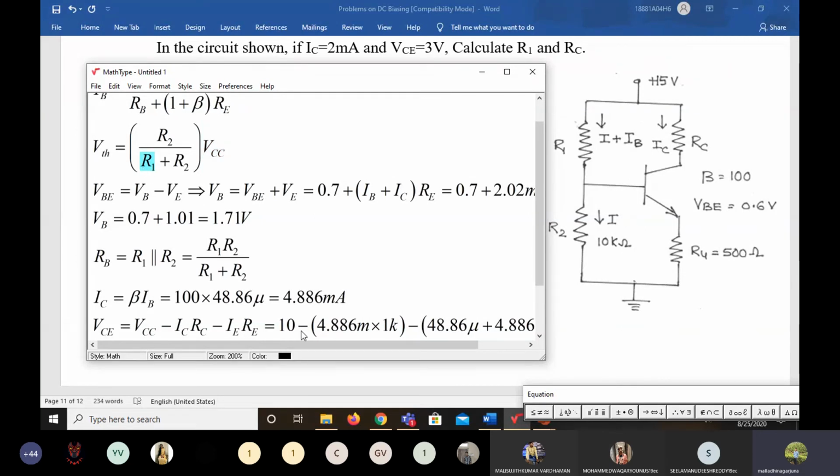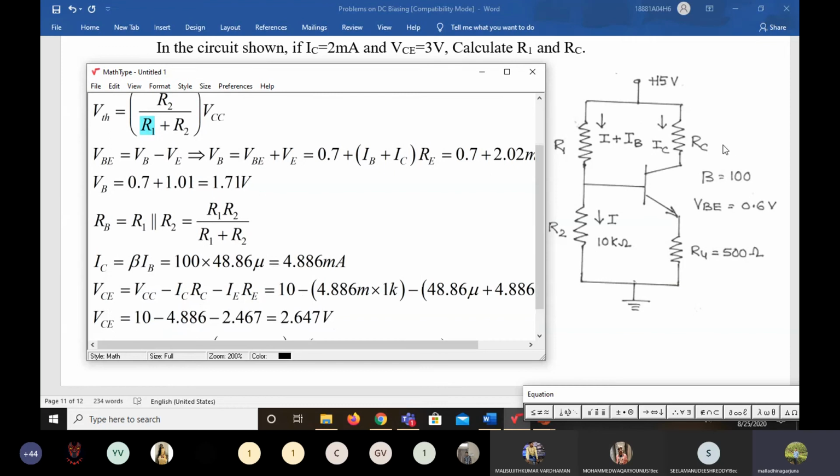Okay, next, how can we calculate RC? Apply the KVL to the outer loop. So this is the equation. In this equation, VCE is a known factor, given as 3 volts, VCC is given as 15 volts, and IC is given as 2 milli. RC we need to calculate now. IE you can again convert in terms of IB plus IC. IB is known, IC is known, RE is given, that is 500 ohms. So in this equation, RC is the unknown factor, and here you can calculate the RC value.